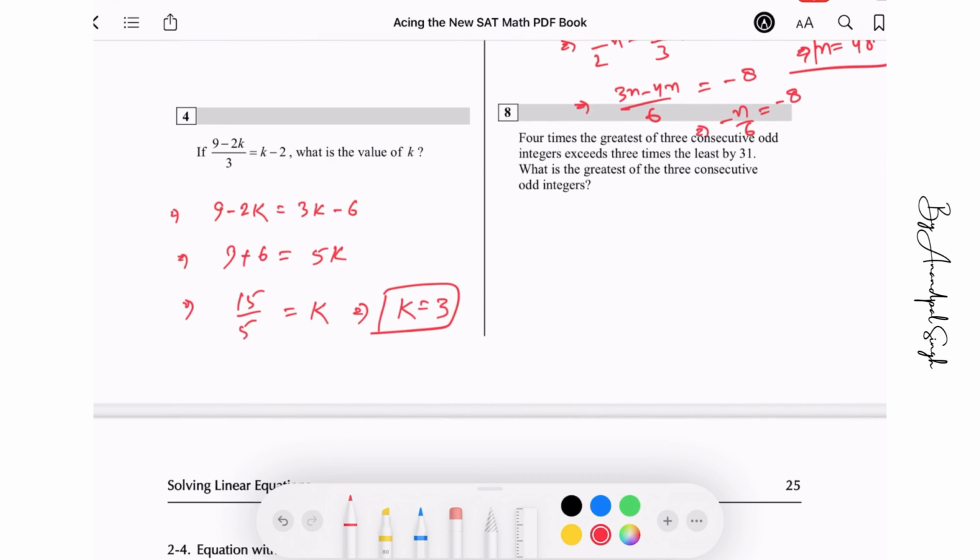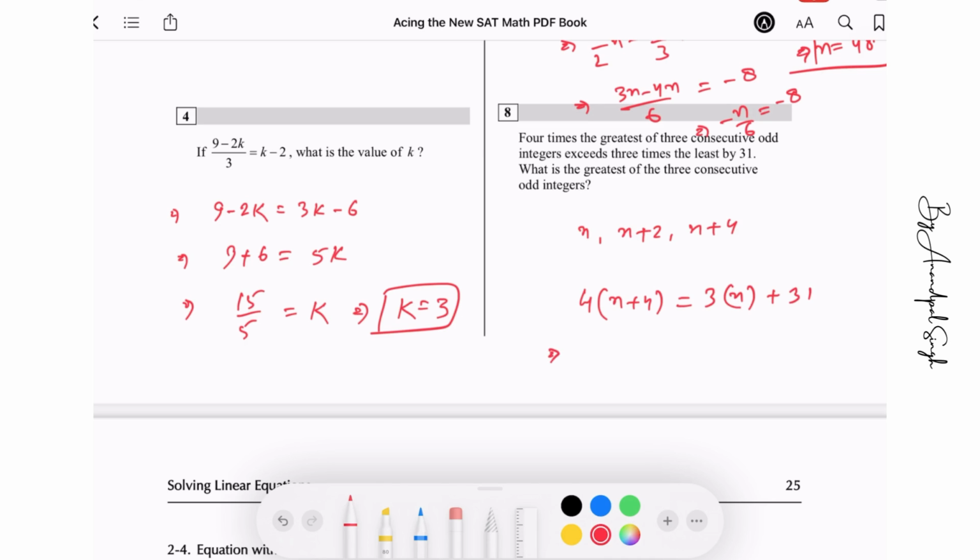Last question. 4 times the greatest of the 3 consecutive odd integers. Let the 3 consecutive odd integers be n minus 1, n plus 1, and say n plus 3. Or you can simply take n, n plus 2, n plus 4. Now the 4 times the greatest of the 3 consecutive odd integers exceeds 3 times the least by 31.